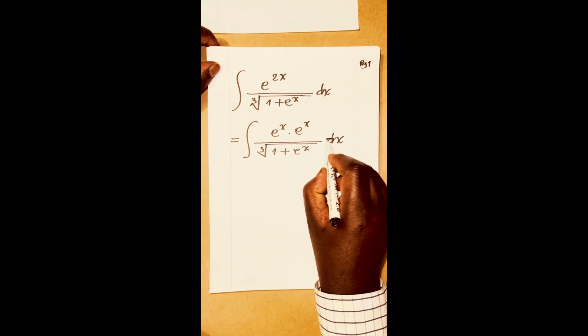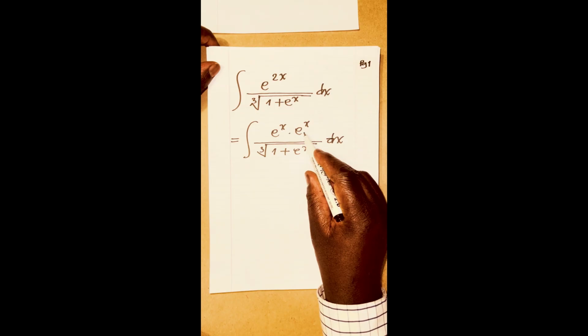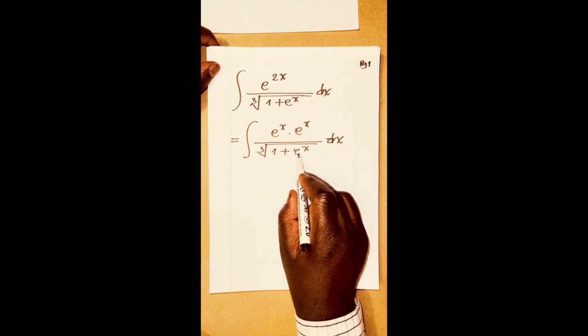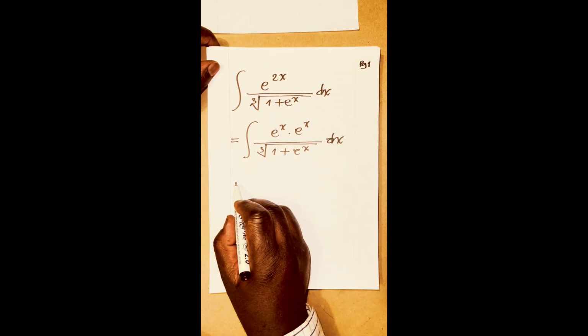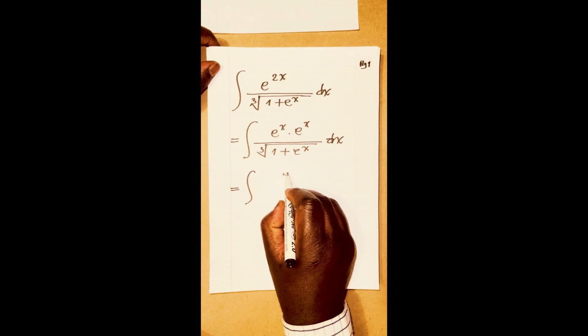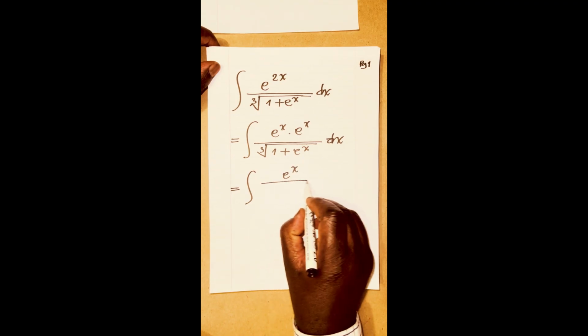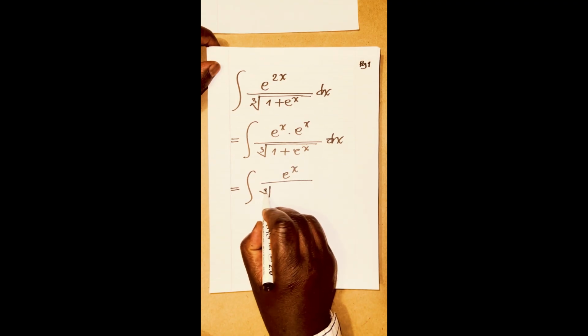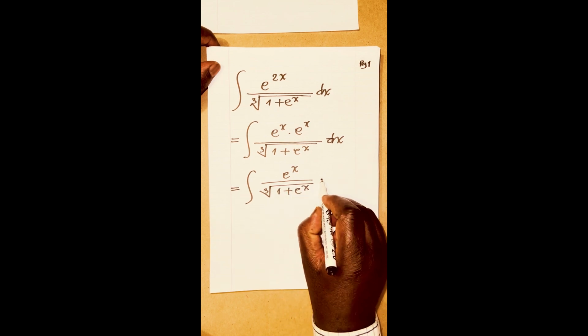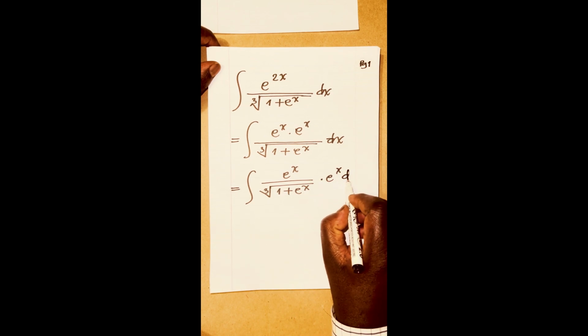and then we're saying dx. Now I'm going to combine this e to the power x with dx because the derivative of e to the power x is e to the power x. So in the next step, I'm saying this is the same as the integral of e to the power x all over the cube root of 1 plus e to the power x times e to the power x dx.